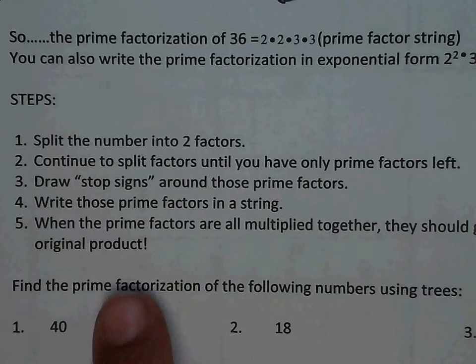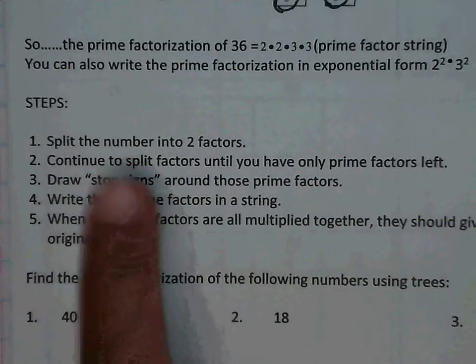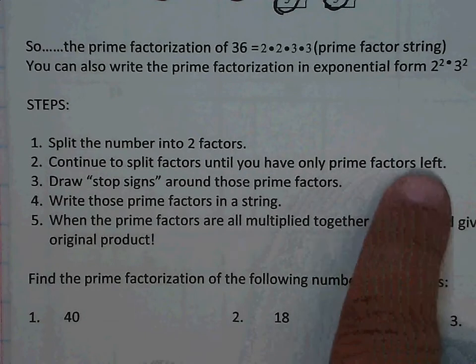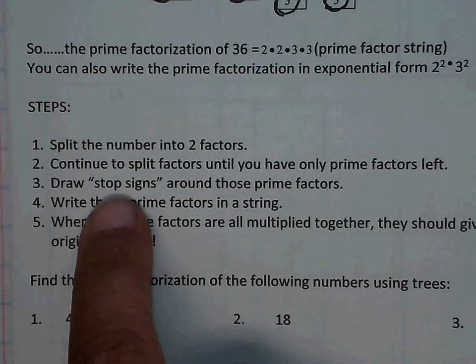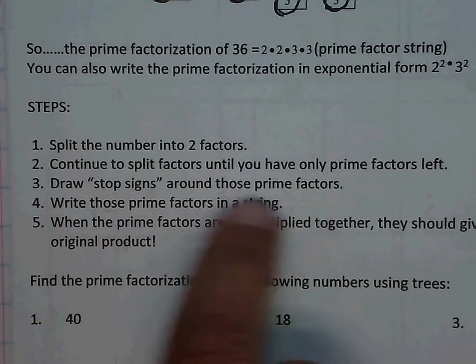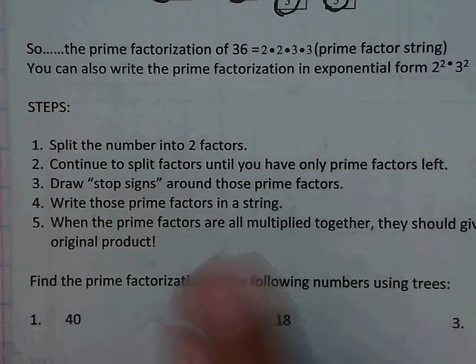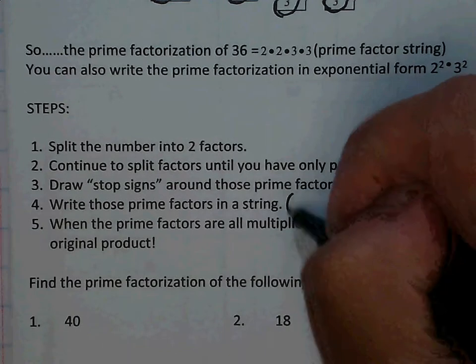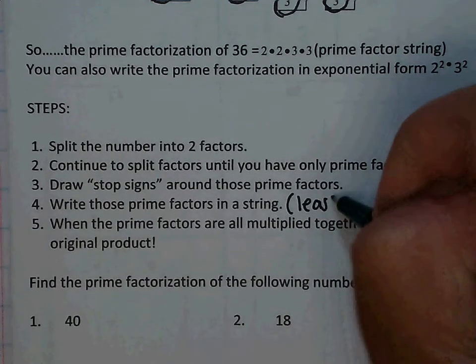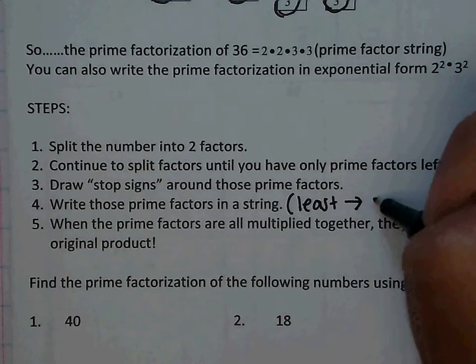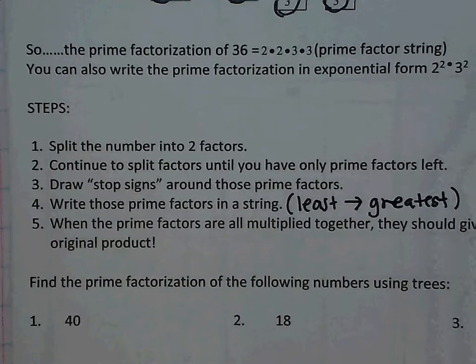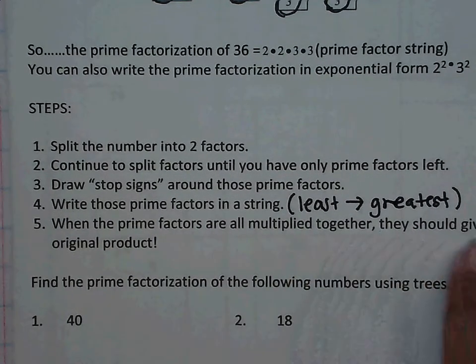So the steps are right here, just in case you didn't understand what I just did. You're going to split the number into two factors, and continue to split factors until you only have prime factors left. Draw stop signs, I just say circles, around those prime factors. Write those prime factors in a string. Make sure you put them from least to greatest. Let's say that: least to greatest. When the prime factors are all multiplied together, they should give you the original product.